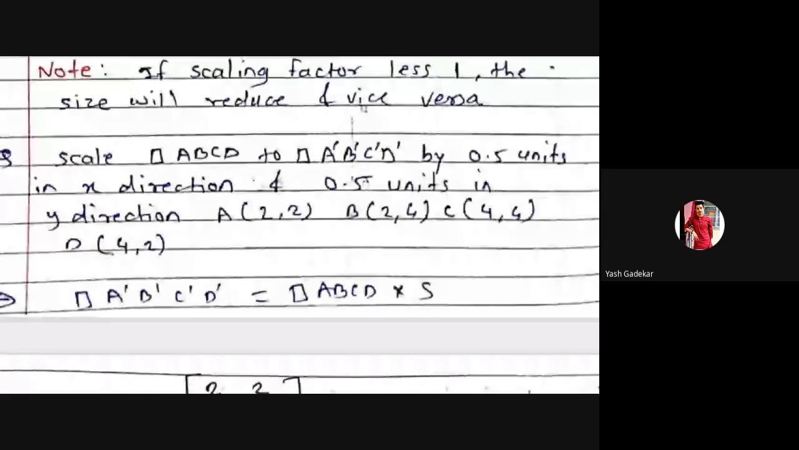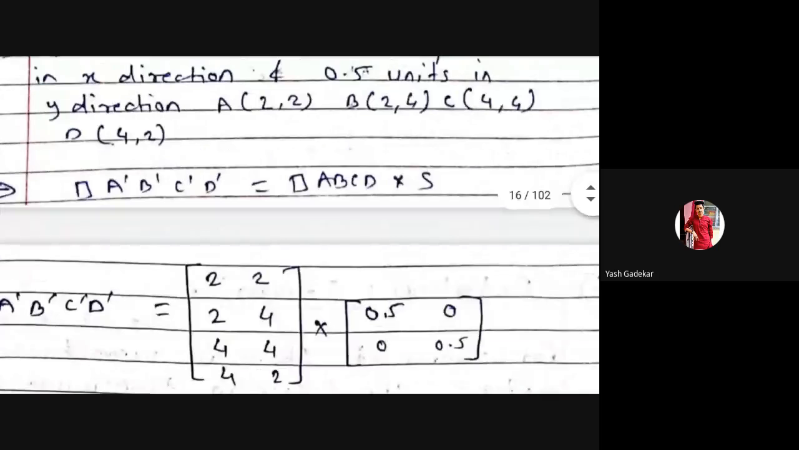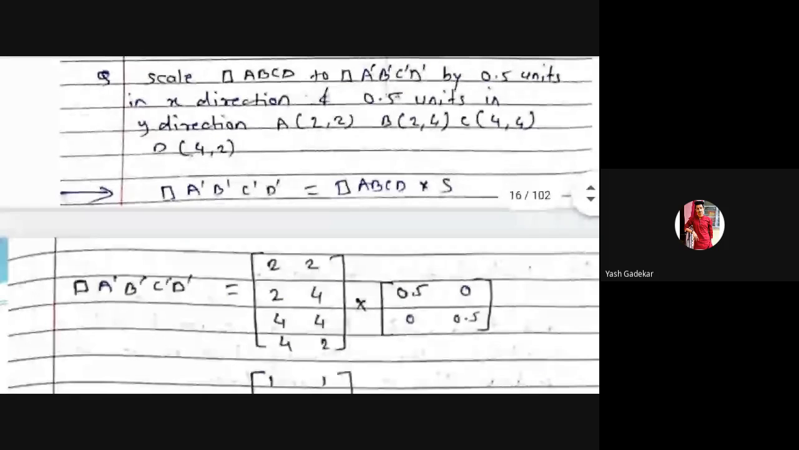Now what is the transformation matrix? S X, 0, 0, S Y. Here the x scaling is half and y is also the same half. So the scaling matrix is 0.5, 0, 0, 0.5. Okay, start the multiplication. Students who are very perfect in multiplication can solve it. I will also solve this matrix calculation within 5 minutes.